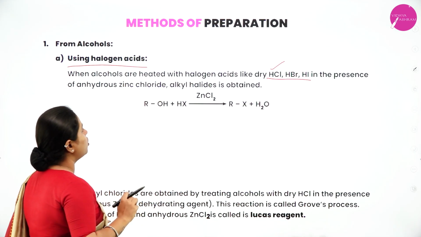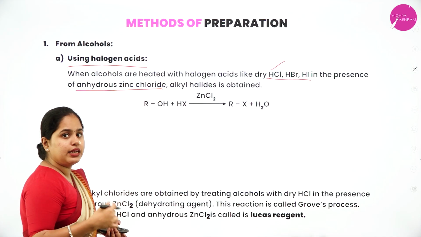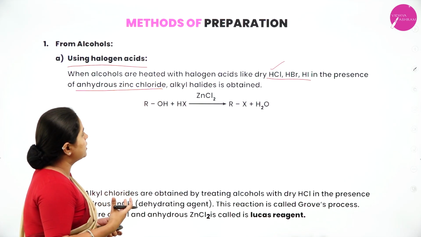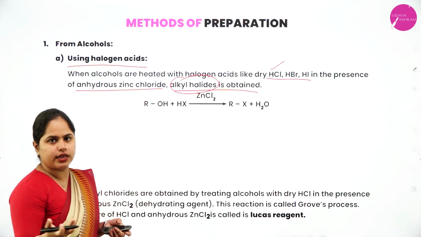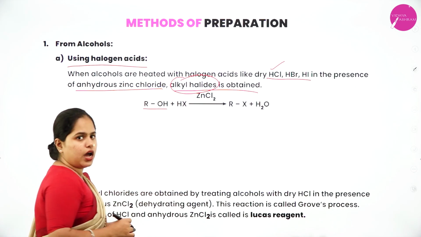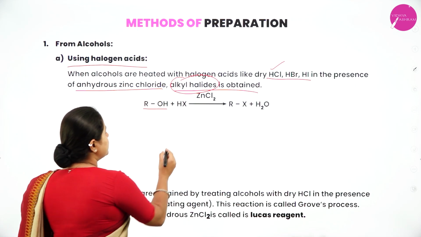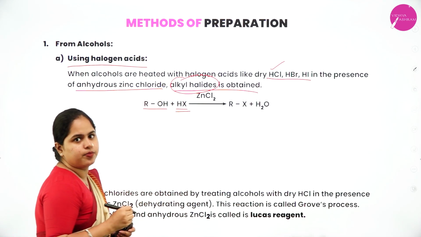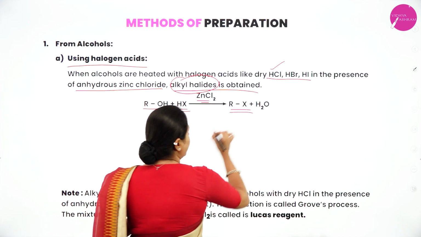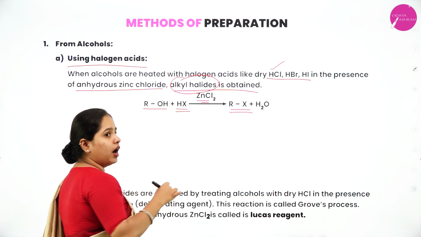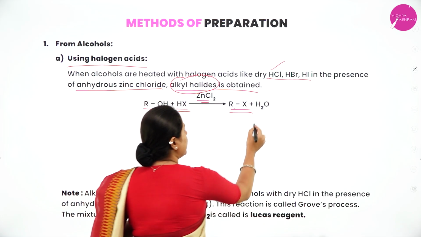What happens when alcohols are heated with halogen acids in the presence of anhydrous zinc chloride? Anhydrous means without water. With anhydrous zinc chloride, alkyl halides are obtained. Alkyl halides are haloalkanes themselves. So this is ROH, where R stands for any alkyl group, to which we add a halogen acid. In the presence of anhydrous zinc chloride, we get RX instead of ROH. What is RX? It is alkyl halide, our haloalkane, and water.